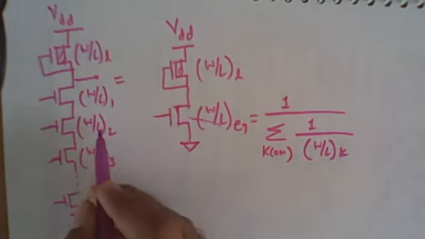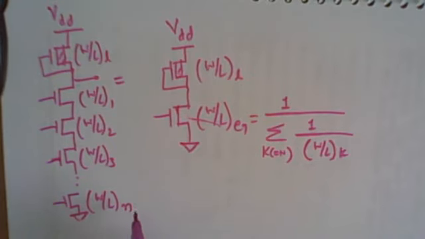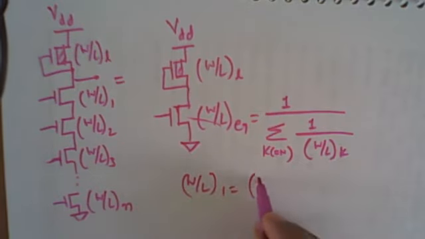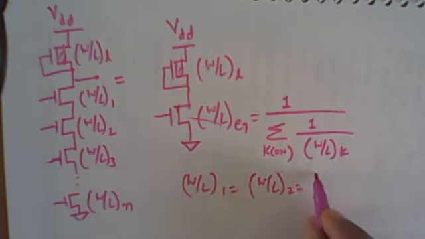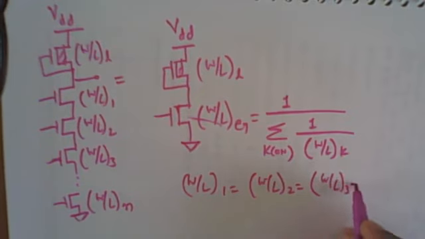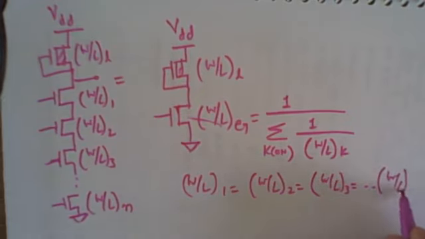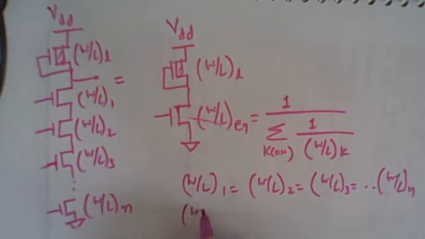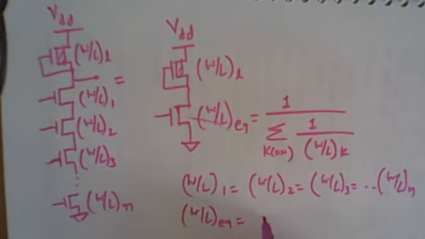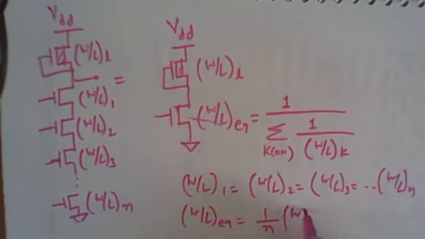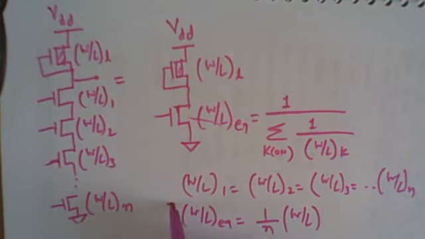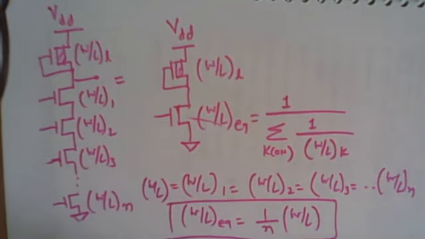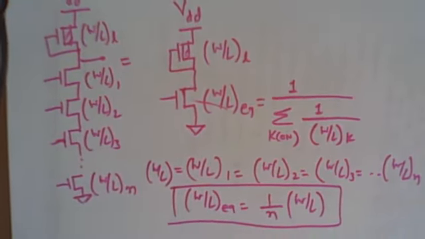So if the W upon L of all the MOSFETs is equal, W upon L of 1 is equal to W upon L of 2, equal to W upon L of 3, and equal to W upon L of n, then the W upon L equivalent is 1 upon n of the W upon L of an individual MOSFET.